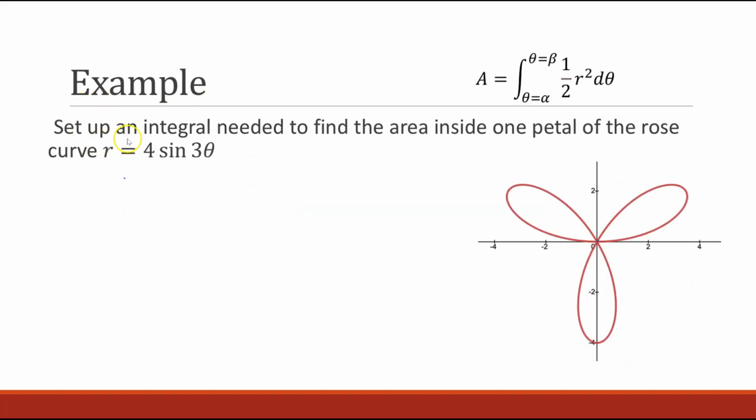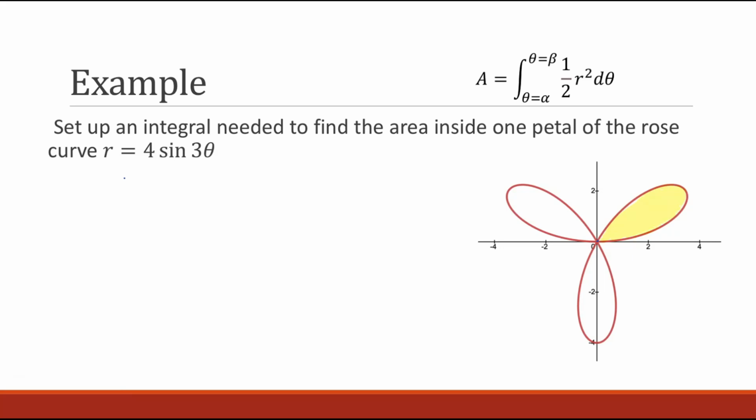In this example, I want to set up an integral needed to find the area inside one petal of the rose curve r equals 4 sine of 3 theta. So this rose curve has 3 petals. We want to find the area inside of one petal. So here, let's say we want to find the area of the petal that's over here in quadrant 1.